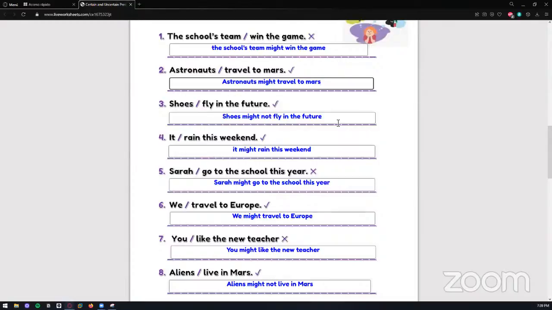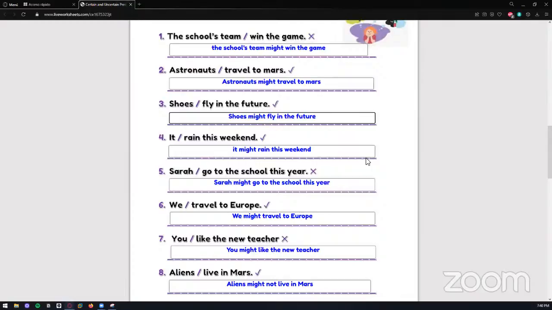Shoes may not fly in the future. We don't know, right? Because sometimes shoes, well, even cars, they're thinking about making fly cars, no? So, like, why not, right? Obviously, this depends, but it could be both, I think. Depending how we see the future. But we get the idea of might. It's very uncertain. We don't know. It could be either yes or no, right? It's 50-50 mostly.